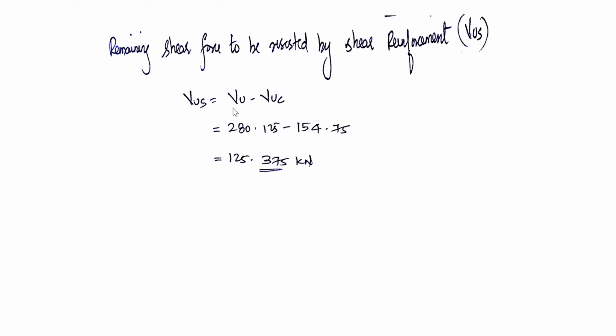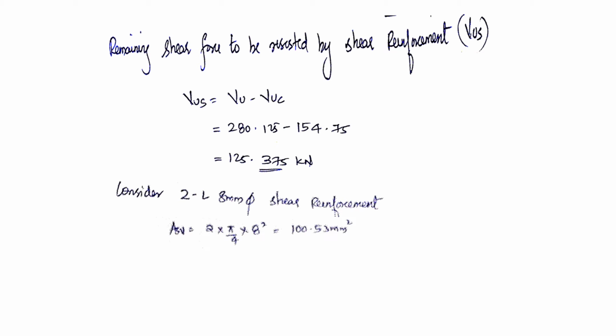So the remaining shear force to be resisted by the shear reinforcement, we had denoted by VUS. VUS is equal to VU, that is the factored shear force, minus the design shear force of the concrete and main reinforcement, that is VUC. I will get it as 125.375 kilonewton. So that has to be resisted by the shear reinforcement. So consider two-legged 8 mm shear reinforcement.